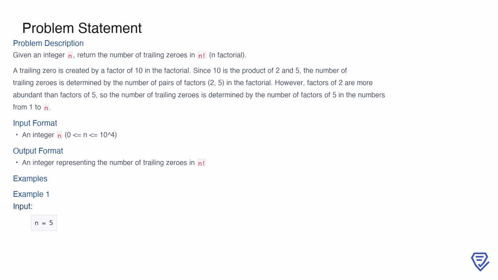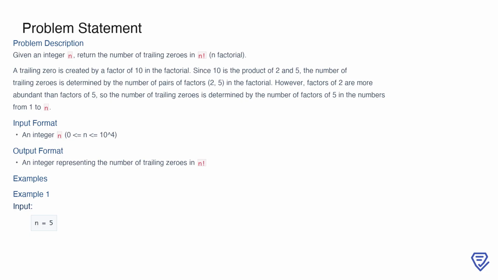The problem is to find the number of trailing zeros in the factorial of a given integer n. A trailing zero in a number is produced by a factor of 10, which is the result of multiplying 2 and 5. When calculating a factorial, factors of 2 are much more frequent than factors of 5, so the number of trailing zeros is determined by the number of factors of 5 in the factorial. For example, if we compute the factorial of a number like n equals 5, we need to count how many times 5 appears as a factor in the range from 1 to n.